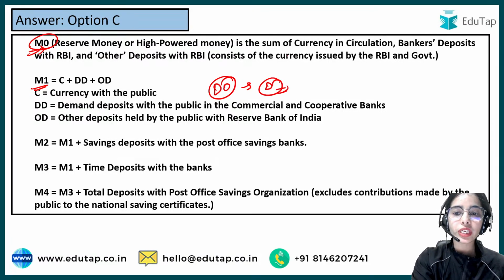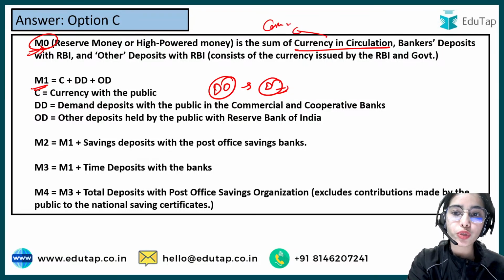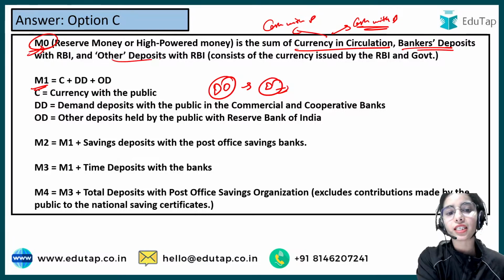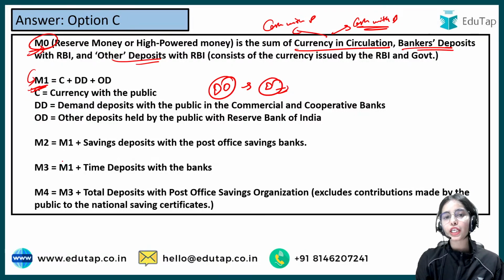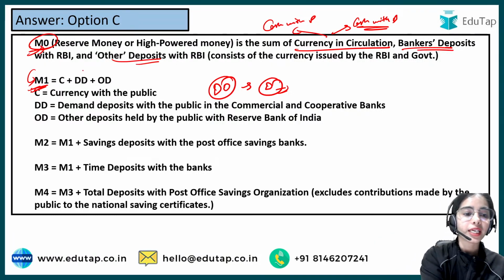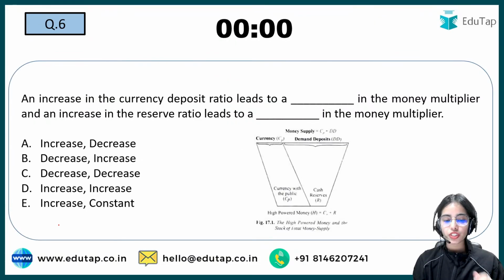It only takes into account the currency in circulation, that is the actual cash with the public, as well as the actual cash with the banks that the banks are keeping in the form of reserves also. Bankers' deposit with the RBI and the other deposits. But in the money supply, we also take into account the demand deposits that are present in the bank accounts, that is used to create the currency. So that is the basic idea.